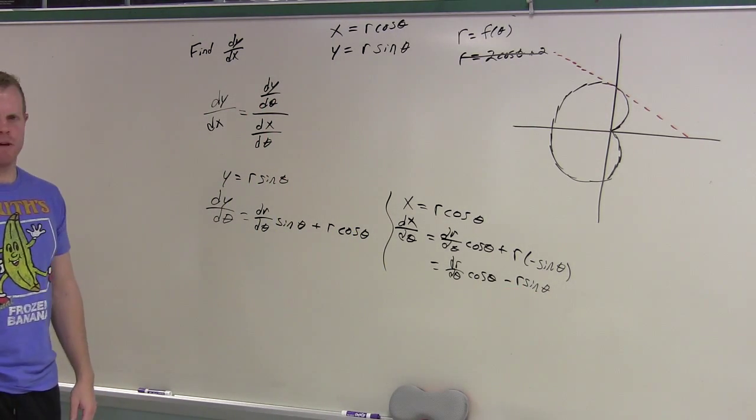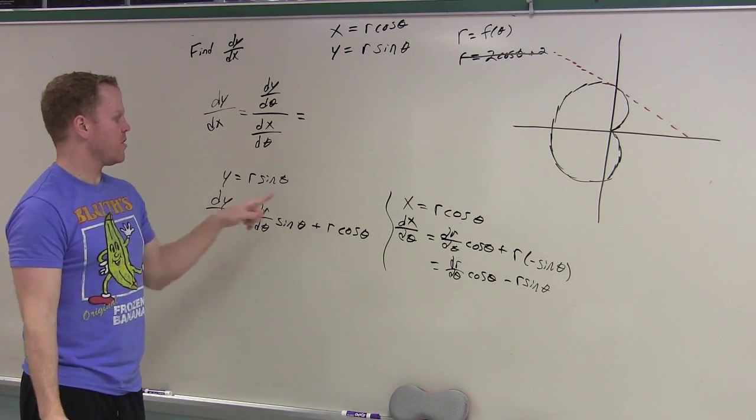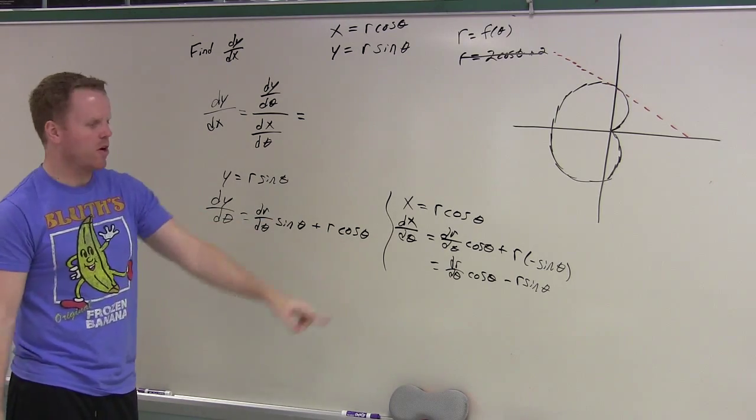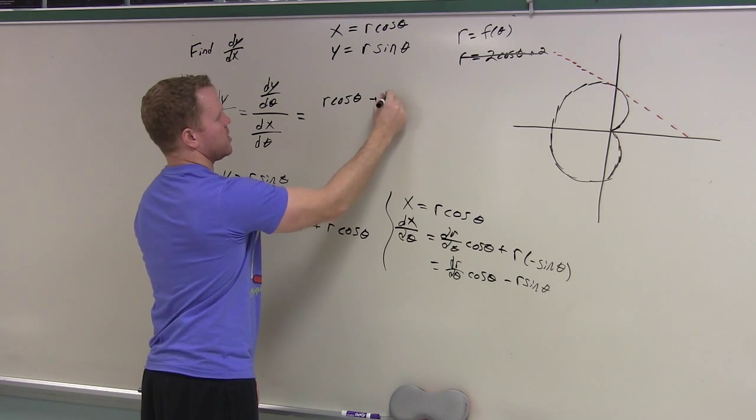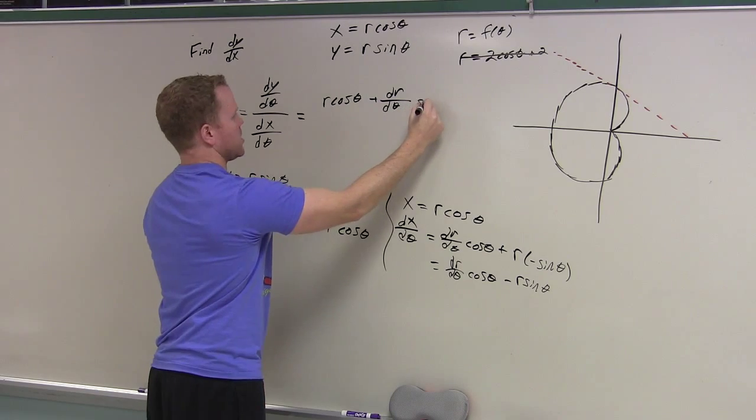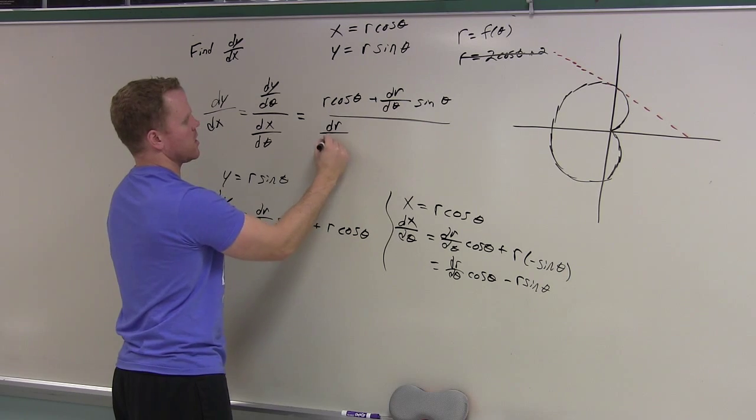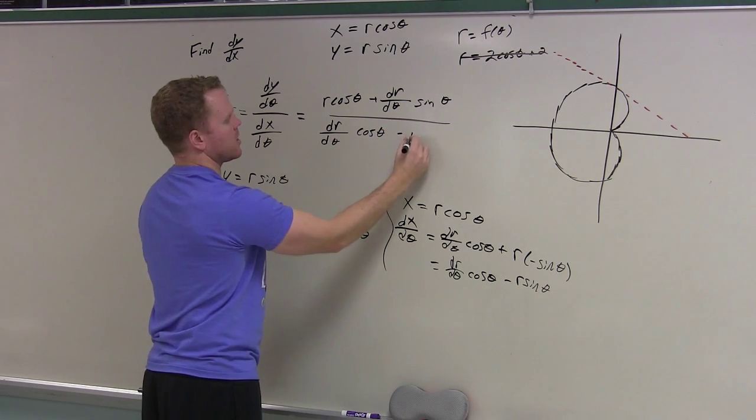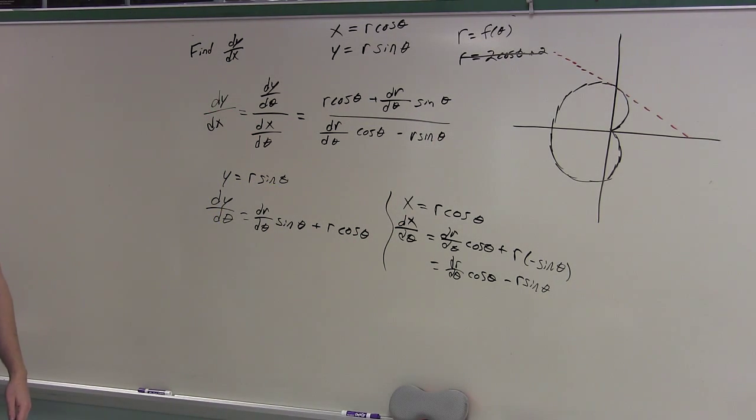So I really just need to put one of them on top of the other one, and then I'm kind of done. Let's put the y one on top of the x one, and then we're pretty much good. So we get r cosine theta plus dr/dθ sine theta over dr/dθ cosine theta minus r sine theta. That's pretty much it. Now you can memorize this as a formula if you really, really want to. I highly discourage you from doing that.